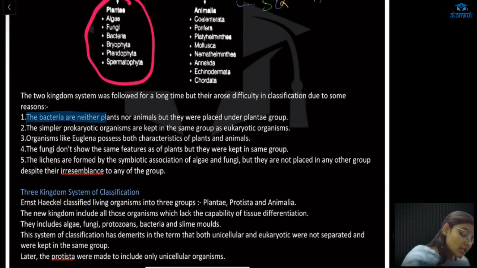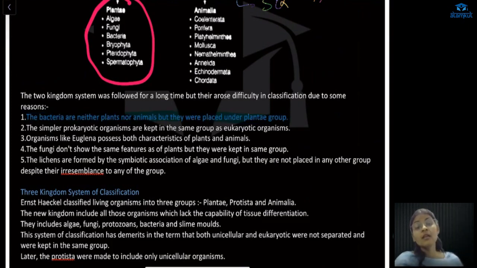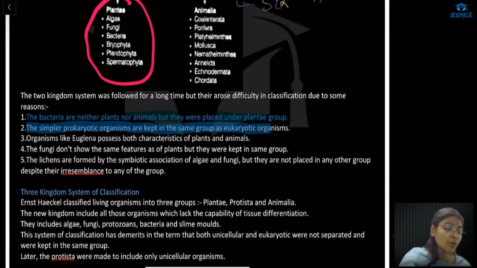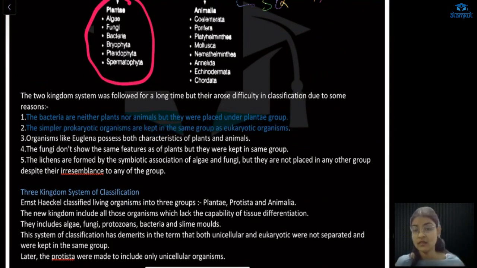The bacteria are neither plants nor animals, but they were placed under Plantae group. See, the bacteria are not plants and they are not animals. In fact, they are unicellular organisms, and still they were placed along with the multicellular organisms. Then the simple prokaryotic organisms were kept in the same group as eukaryotic organisms. Talking about bacteria again, they are prokaryotic and unicellular, and they were placed along with the Plantae group, which is multicellular and eukaryotic.